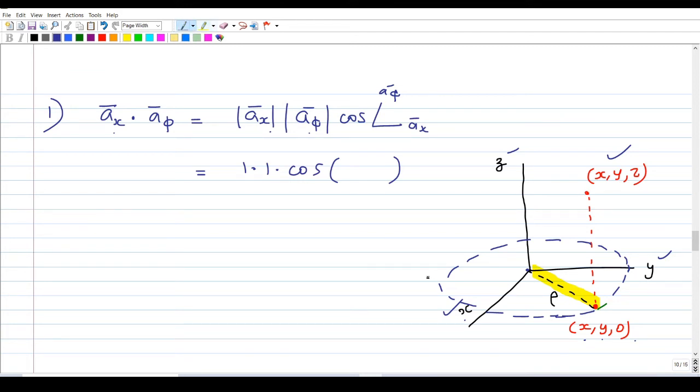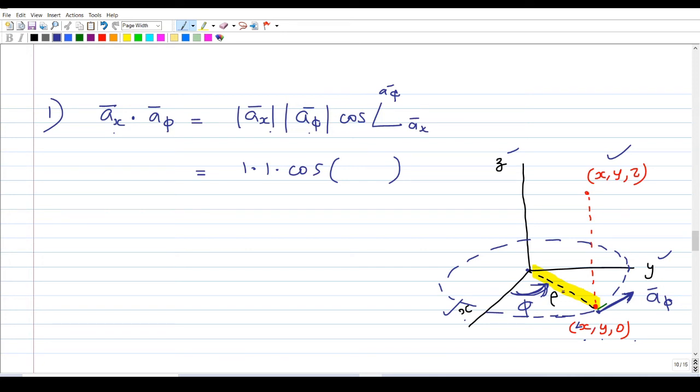Okay. So what is a phi? That we have seen in the previous class. A phi is the unit vector at this point x comma y comma 0 and tangential to the radius. This tangent can be either in this direction or in the opposite direction. And by definition, we are marking the direction of a phi in the increasing direction of phi. The increasing direction of phi is counterclockwise, in this direction. Phi is measured from the positive x-axis. So we will mark a phi in this direction, tangential to the radius vector in the increasing direction of phi. So this is a phi.